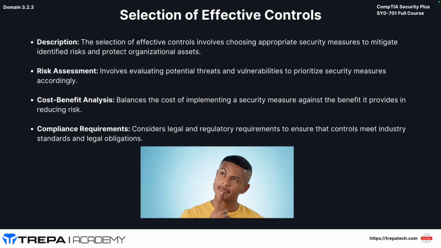But to just cap that off, right, selection of effective controls. The selection of effective controls involves choosing appropriate security measures to mitigate identified risks and protect organizational assets. If I had to add a little thing in there, it would be in accordance with the organizational goals, right? In accordance with organizational goals.